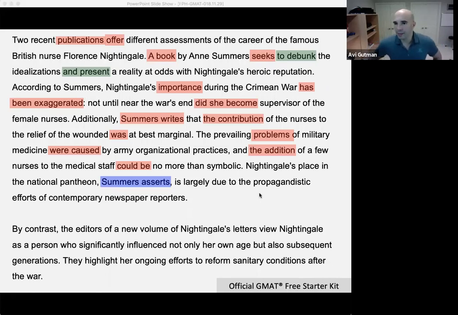And I see that Maddie again is doing really well, as are Trishita and TC, well done. The subject is place. It can't be Nightingale because of the apostrophe S again. So we've got Nightingale's place. What about that place? That place is largely due to, and so on.